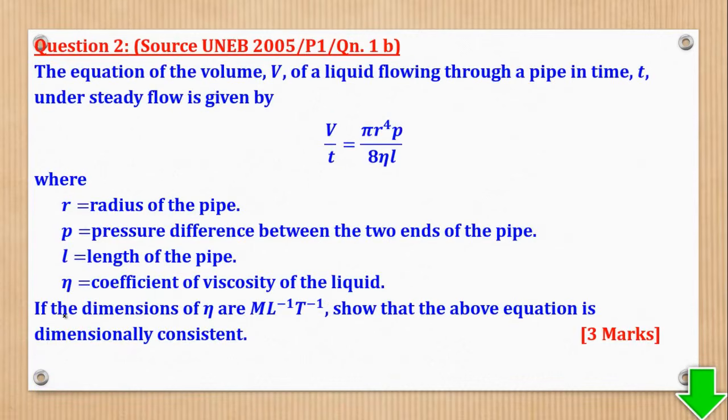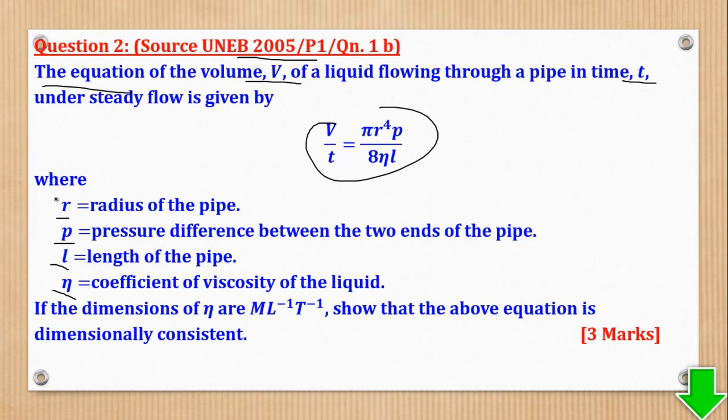That was question 1. Now we shall go to question 2. Question 2 came from UACE 2005 paper 1 question 1b, and it says the equation of volume V of a liquid flowing through a pipe in time t under steady flow is given by this formula, where r is the radius, p is the pressure difference between the two ends of the pipe, L is the length of the pipe, and this symbol is the coefficient of viscosity of the liquid.